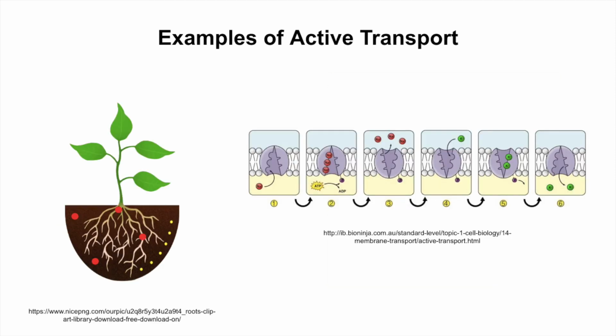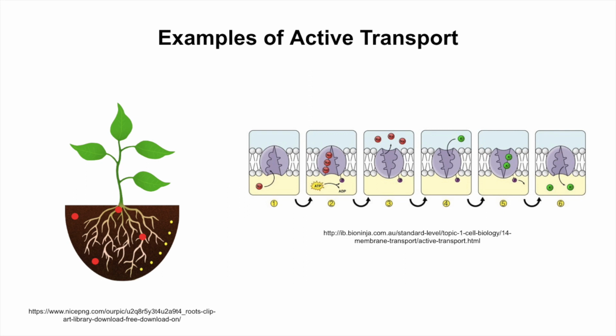An example of active transport occurs in the roots of plants. Sometimes there is not a high enough concentration of some minerals in the soil to make them diffuse into the cells of roots. So, energy is used to move those substances in. Another example is the sodium-potassium pump, which exchanges 3 sodium ions that move out of the cell with 2 potassium ions that move into the cell.